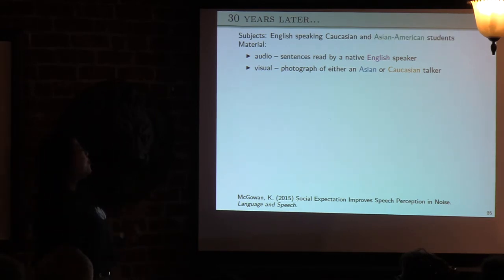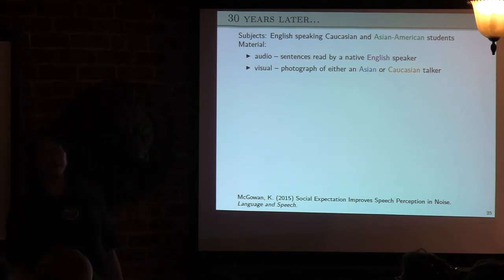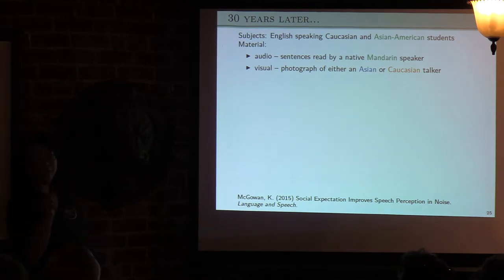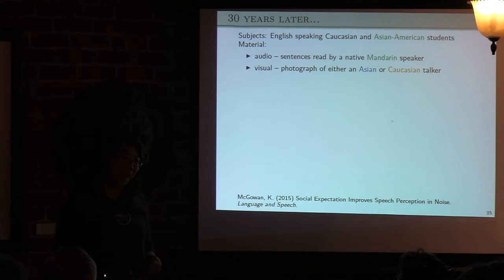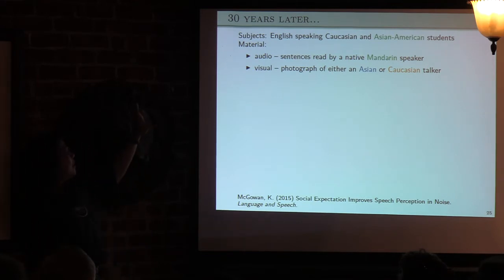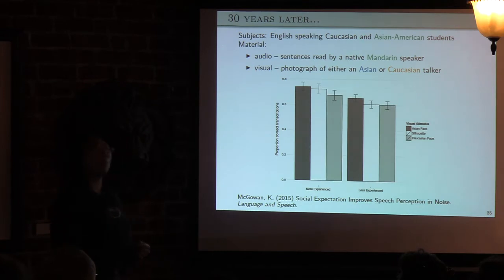And then he paired these with photographs of an Asian or Caucasian talker. And instead of just playing them to Caucasian students, he also played them to Asian American students. When he played them to Caucasian students, he got exactly the same thing that Ruben found. Still in Michigan, though. But when he played them to the Asian American students, something really interesting happened. Oh, and sorry, the other thing that I forgot to mention, which is very important, is that he also recorded a native speaker of Mandarin who has a very thick accent. And now, when he put the Mandarin voice with the Asian and Caucasian talkers and played it to both the Caucasian and Asian American populations, something really cool happens.